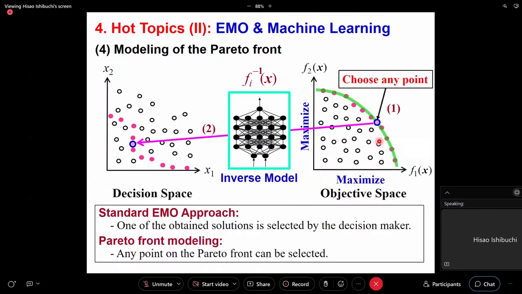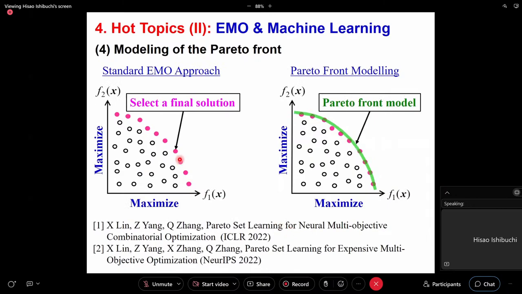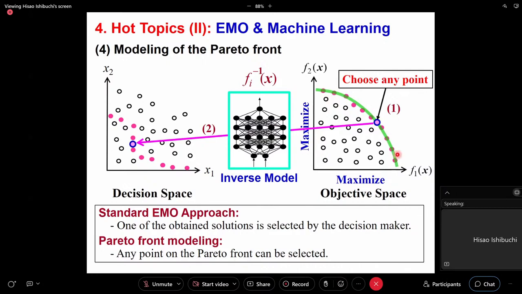Then the decision maker can choose any point on this green curve. Then the point selected by the decision maker is mapped to the decision space. So we obtain a solution using an inverse model from the Pareto front to the decision space. So in a standard MO approach, one of the obtained solutions is selected. But in the Pareto front modeling approach, any point can be selected on this curve. This curve is modeled by a machine learning technique. And using the inverse model, we can generate the final solution. This is a very interesting research direction.